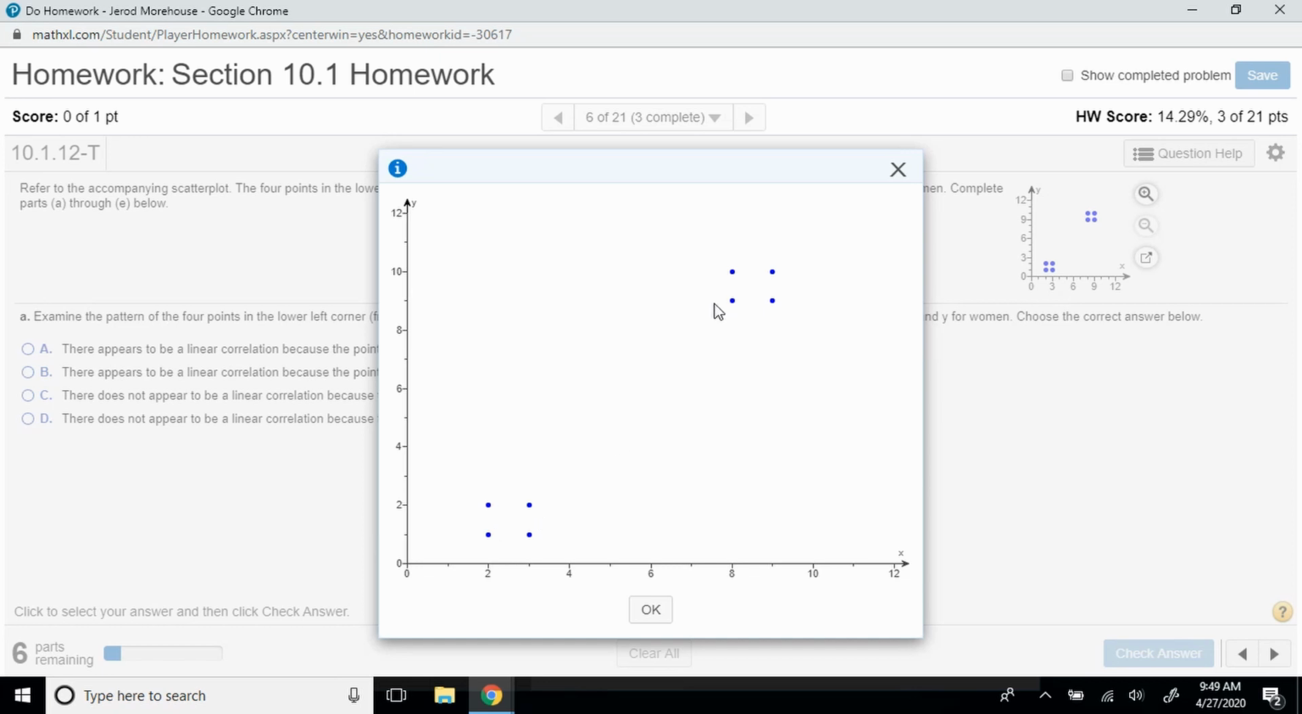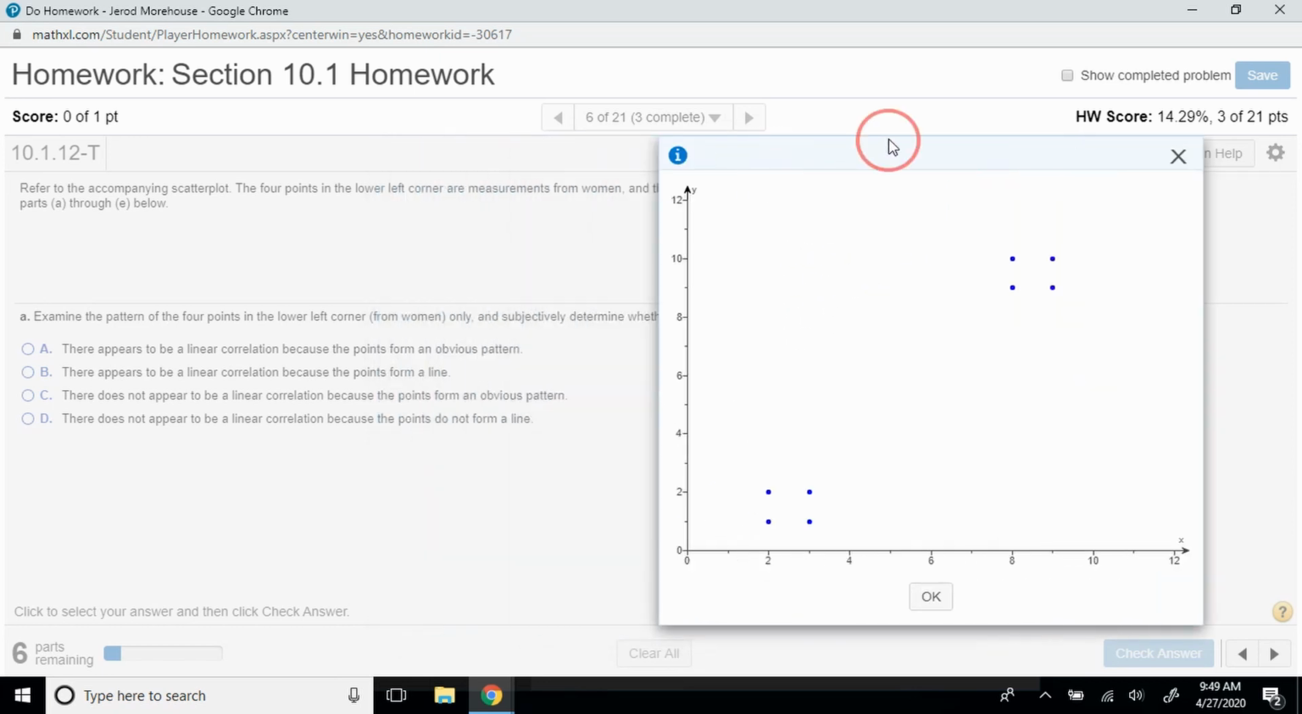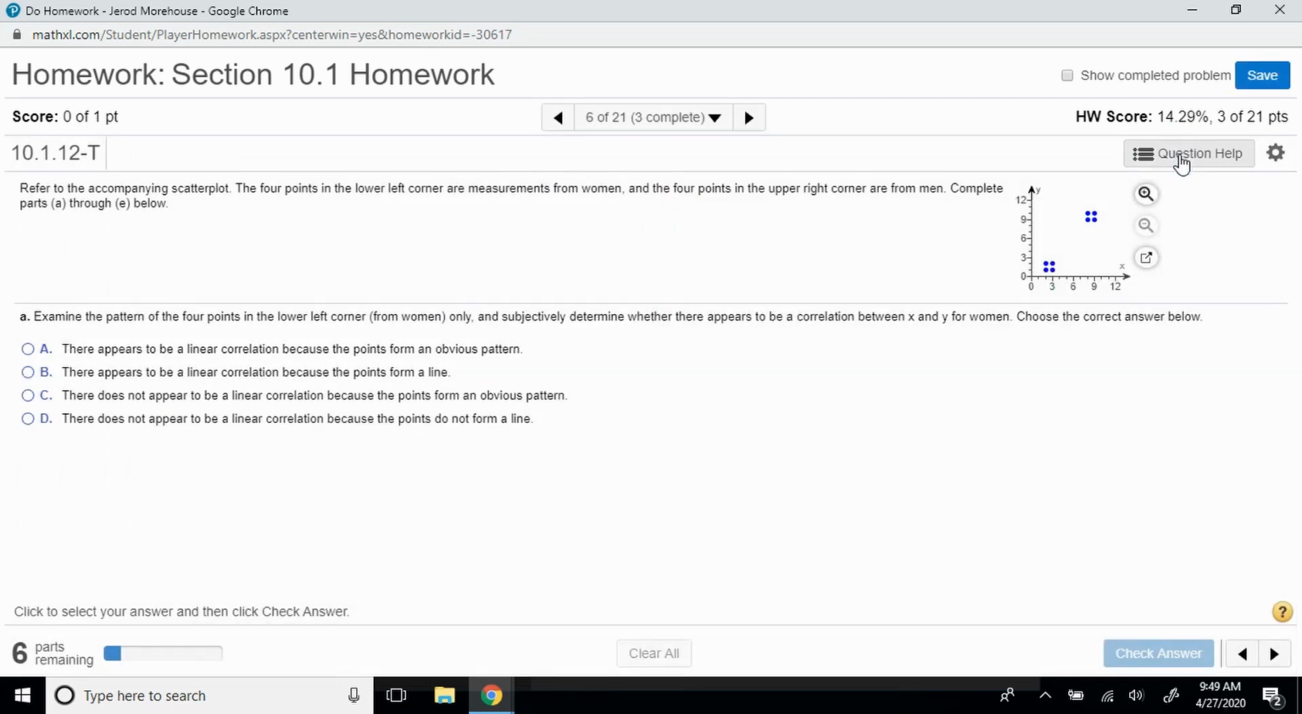And we just have these clumps. It's kind of a bizarre scatter plot. We just have these two clumps, these two squares of data. Let's go back and read the problem now.